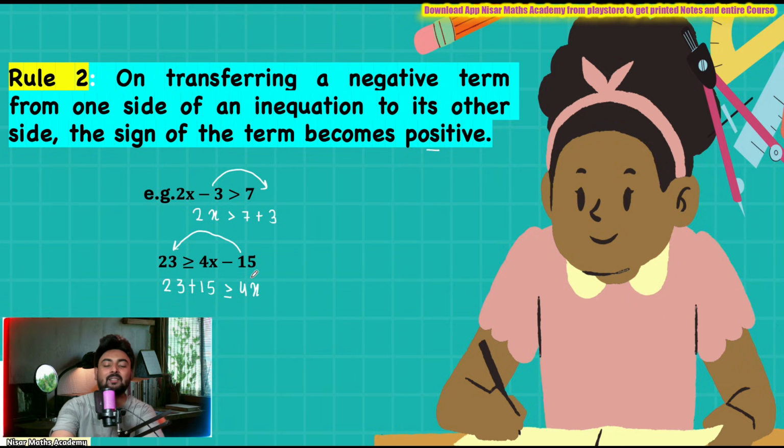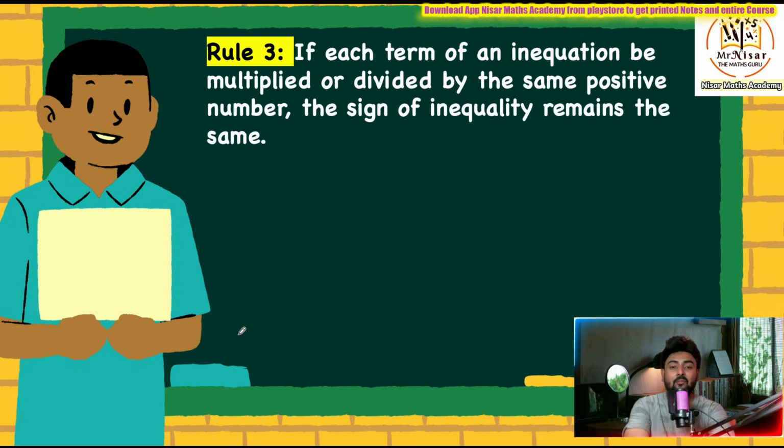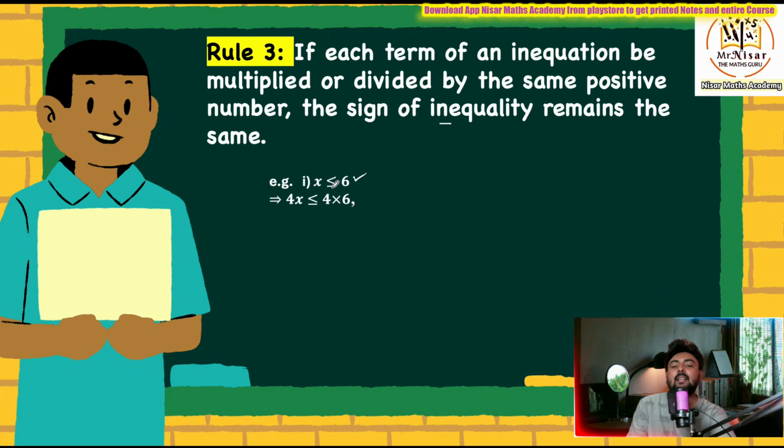Let's see rule number 3. Yeah, so we have rule number 3 on the board. If each term of an inequation be multiplied or divided by the same positive number, the sign of inequality remains the same. The sign of inequality remains the same. Okay, it means what? Let's understand it with the help of an example. Suppose, children, here I have an example, 4x is greater than equal to 6. Okay, this is the example, 4x, sorry, it is x less than equal to 6. I have an example, x less than equal to 6. I had read the next line, that's why I said 4x. The example is x less than equal to 6.